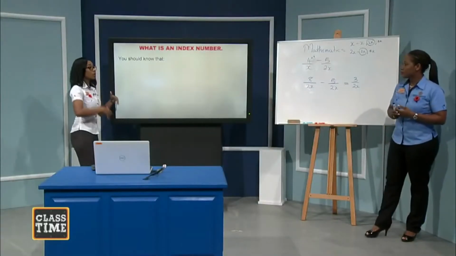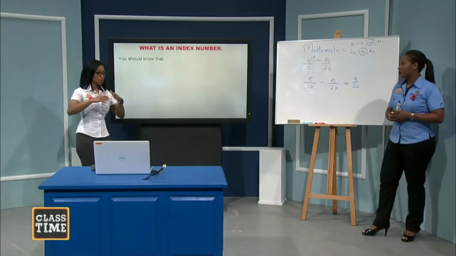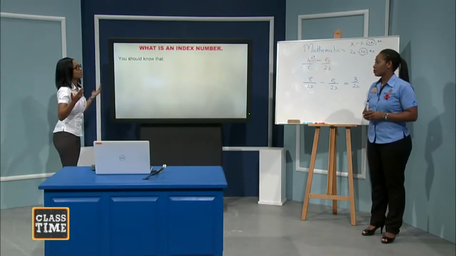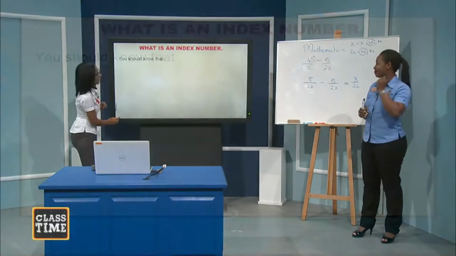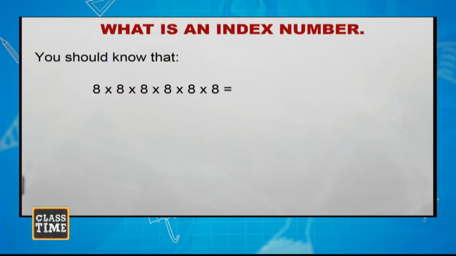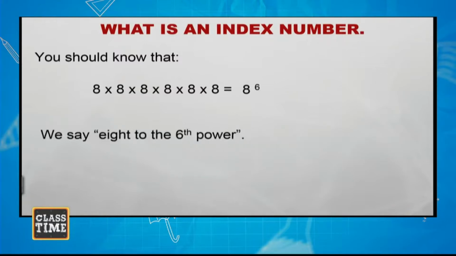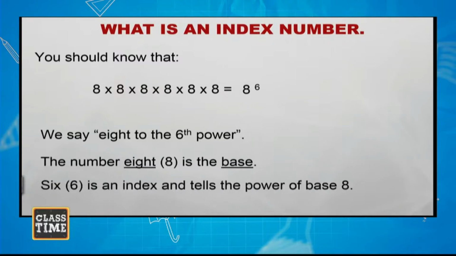Since we have looked at algebraic fractions, we're going to step it up. We're now looking at indices, and what an index number is. You should already know: 8 times 8 times 8 times 8 times 8 times 8 gives you what? Let's count: 1, 2, 3, 4, 5, 6. I counted six 8s, so that means it's 8 raised to the 6th power. Here our 8 is the base, while 6 is the index, and it tells the power of the base.